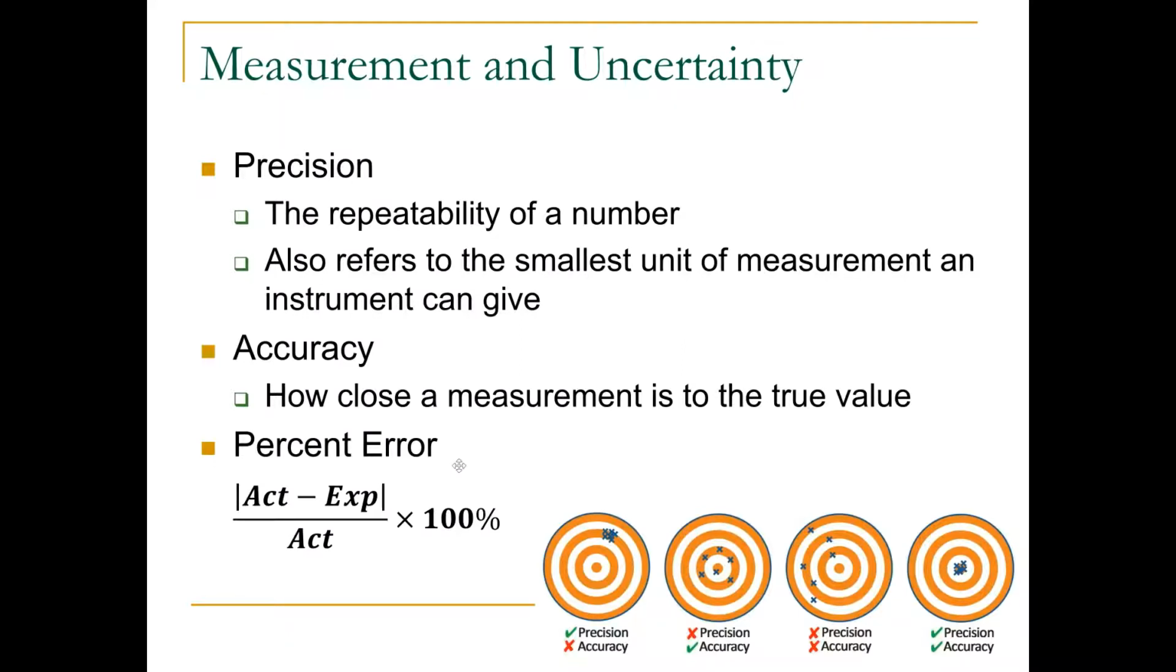value. So actual here means the correct one. So actual minus experimental divided by the actual value. You can think of that as like dividing by the correct answer. And then times 100%.